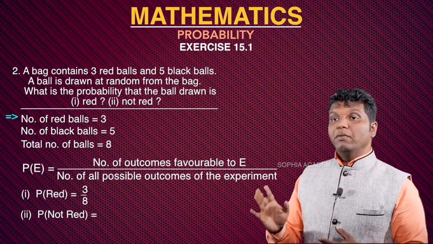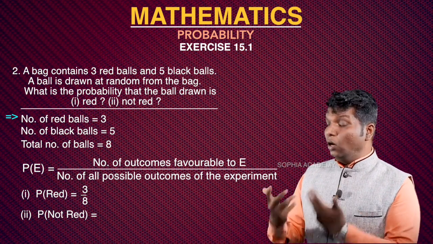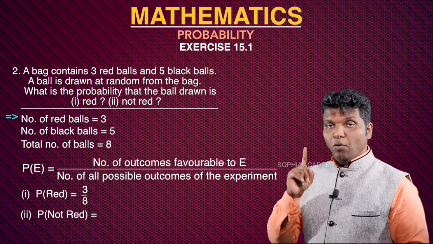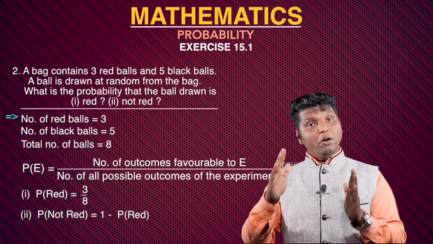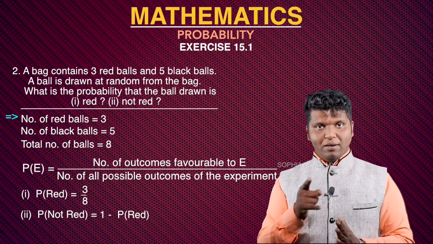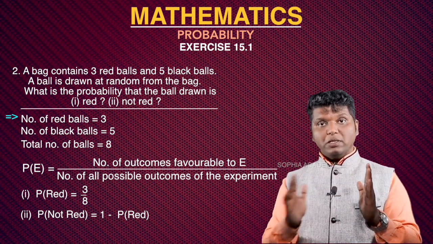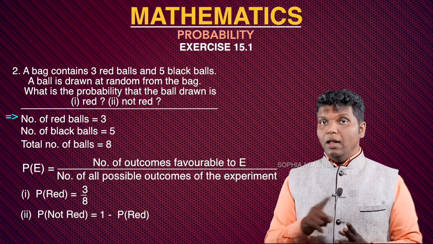But here, whenever you hear the word "not", we will write it like this: P of not red is equal to 1 minus P of red, because P of red plus P of not red is equal to 1. That means P of an event and P of its opposite, the complementary event, all together are 1. The total probability is 1.